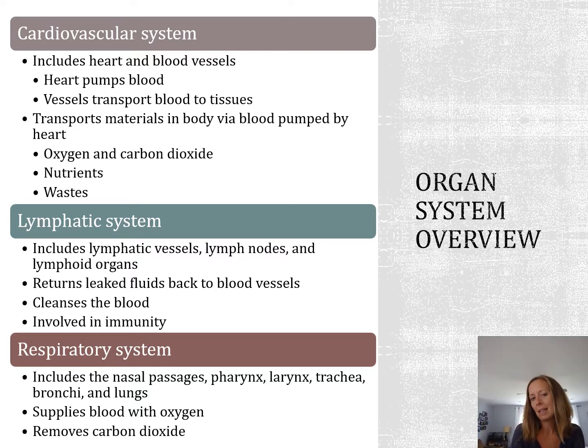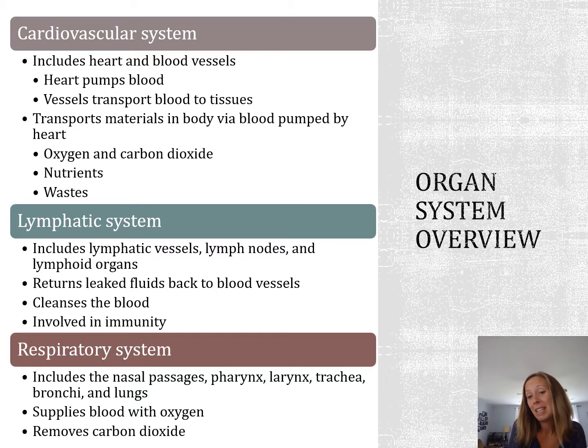Lymphatic system is next. Lymphatic system is a little weird. It's going to be your lymphatic vessels, lymph nodes, and lymphoid organs. So lymph is kind of like a circulatory system that no one talks about. It's meshed in with a circulatory system, kind of, but it has vessels, same kind of thing, and it makes a giant kind of mesh within your body, right?